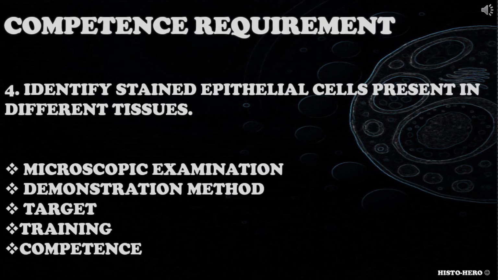The fourth competence requirement is identify stained epithelial cells present in different tissues. Candidates should be able to identify epithelial cells on a stained slide. Can the candidate identify epithelial cells on a stained slide correctly? Do they use correct microscopic technique to identify them? Identify the demonstration method used to identify epithelial cells. When addressing this competence requirement, candidate could consider microscopic examination of stained slides, demonstration method used and the target cells, how the staining would look on a stained section, their training and competence.